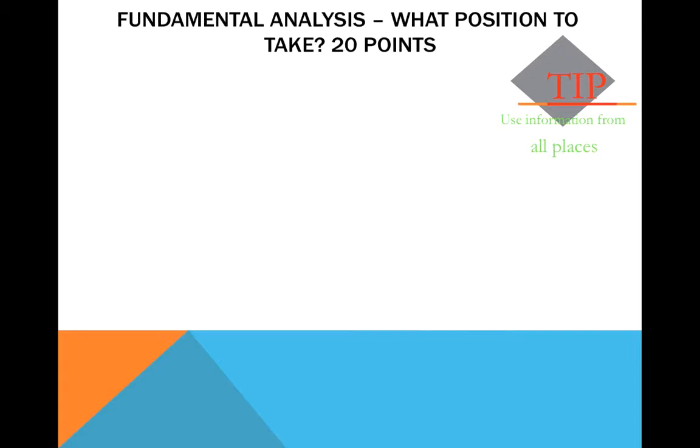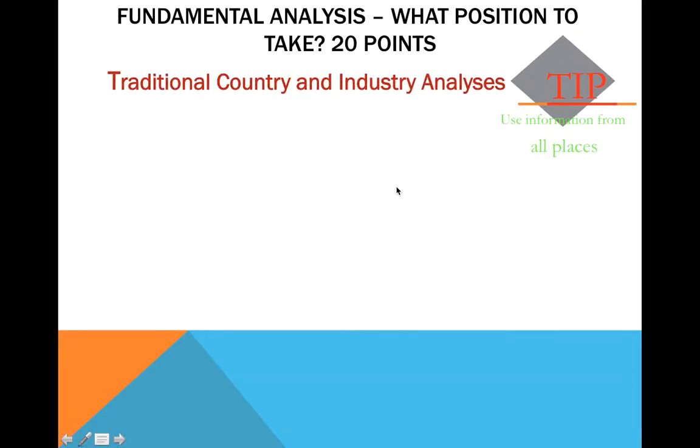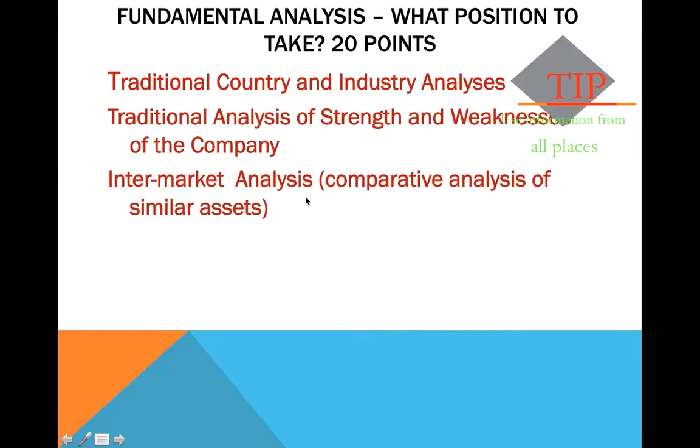So if you look at the fundamental analysis, which is 20 points, you have to do traditional country and industry analysis, traditional analysis of strengths and weaknesses of the company. So it is country, industry, company, and then intermarket analysis. That means you compare: if you're taking gold, you're looking at silver to make sure that you're getting the same thing. And then you do not disclose your expectation yet.